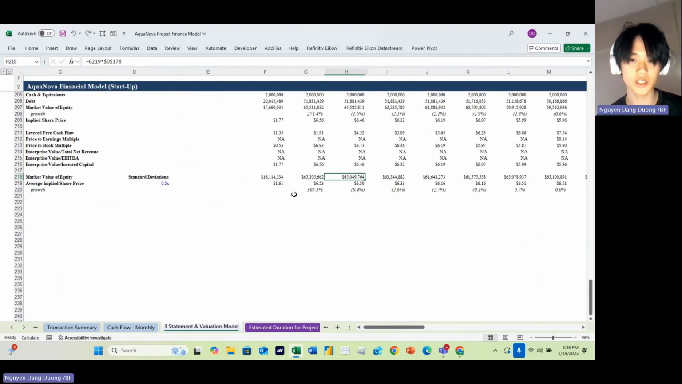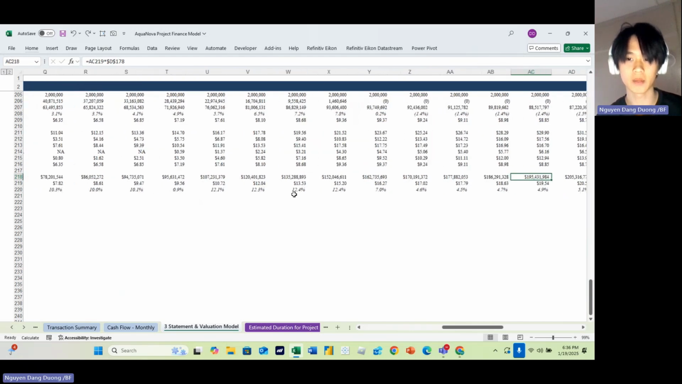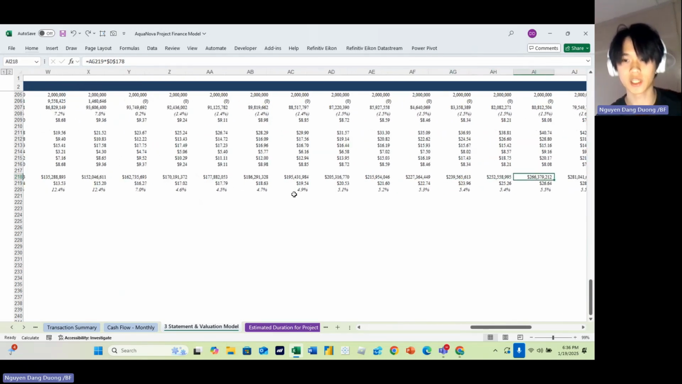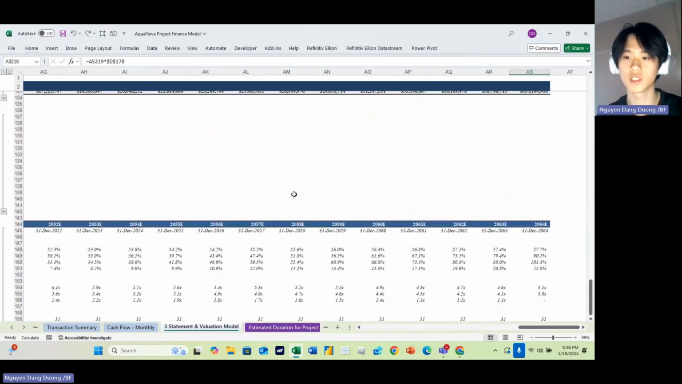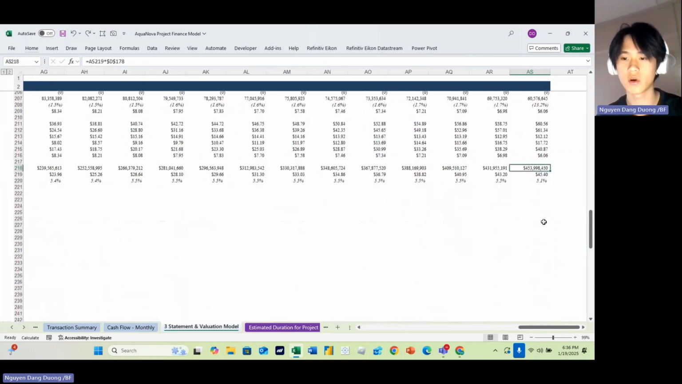And as you can see here, the business actually grows in value over time as it gets more stable to a value of like $450 million at the end of 40 years in 2064.